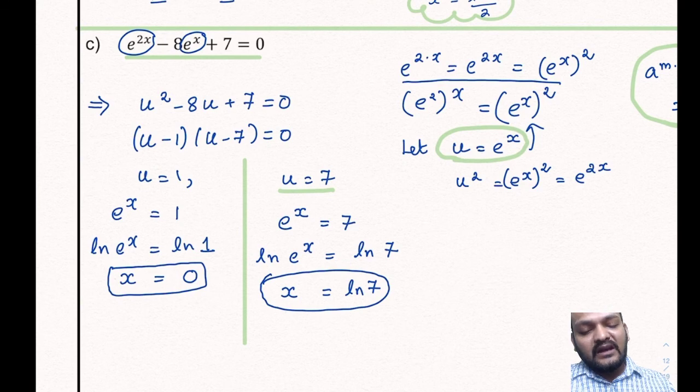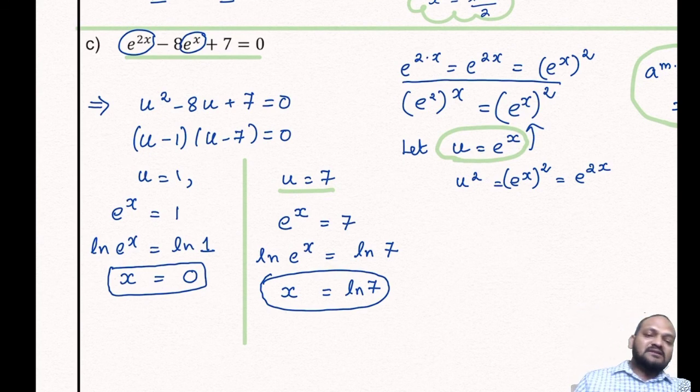In general, it's a good idea to plug it back in to check your answers. In this case, go home and check your answers afterwards and see if they satisfy the equation or not.